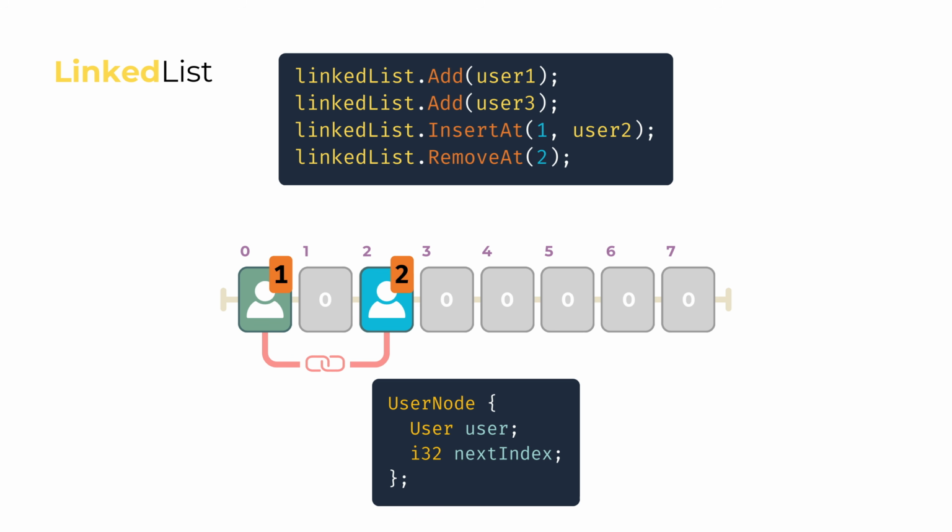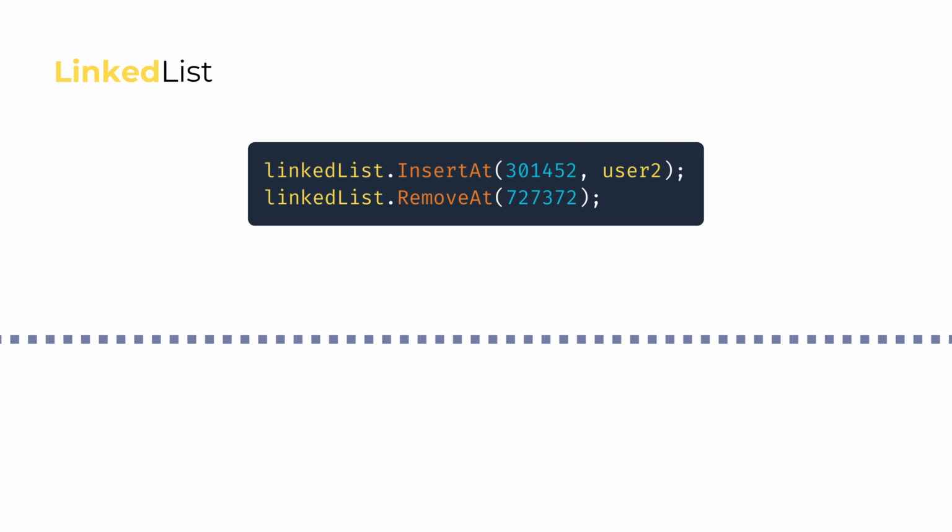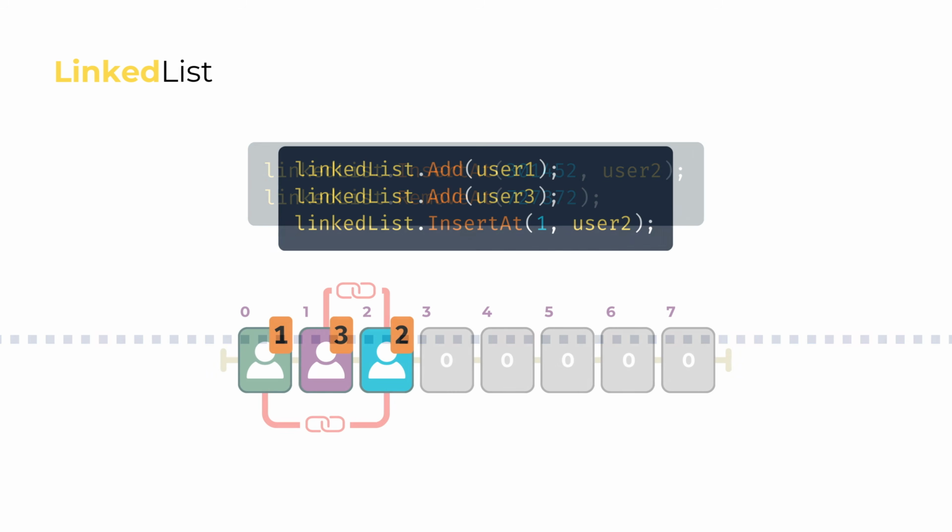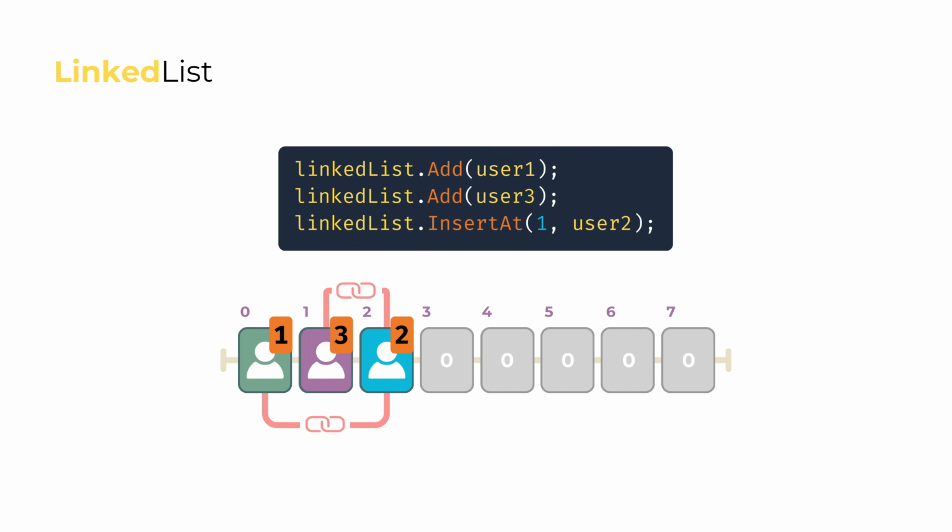So given that we don't have to do any of the expensive copying when we insert or remove an element in a linked list, if we scale this up to 1,000,000 elements, we should get great insert and deletion performance now, right? Well, not exactly. You might have noticed that when we inserted user 2, it ended up in the third slot in the underlying array, even though in our linked list it's correctly second.